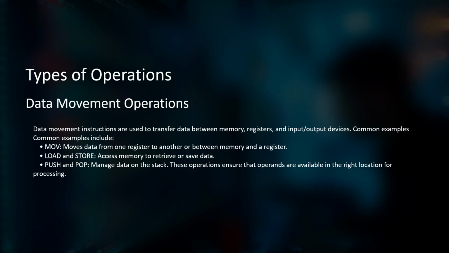Types of operations. Data movement operation: the best example is MOVE, which means move the data from one register to another. Load and store access memory to retrieve or save data. Another one is push and pop, which manage the data on the stack. These operations ensure that the operands are available in the right location for processing.